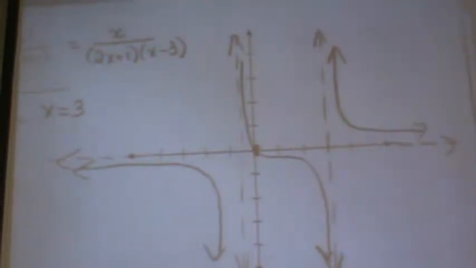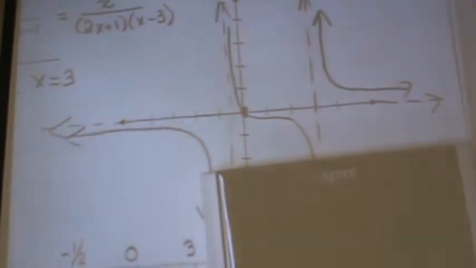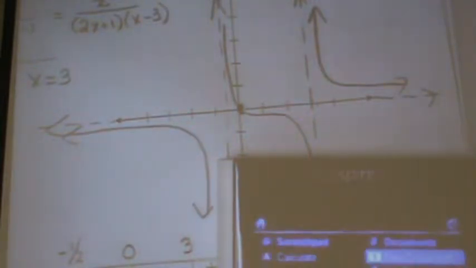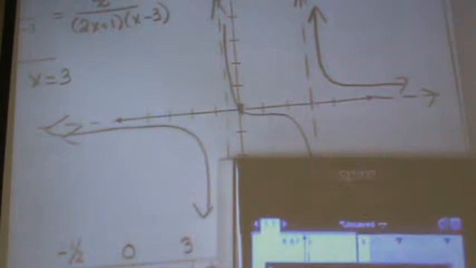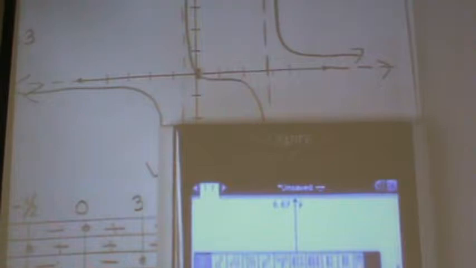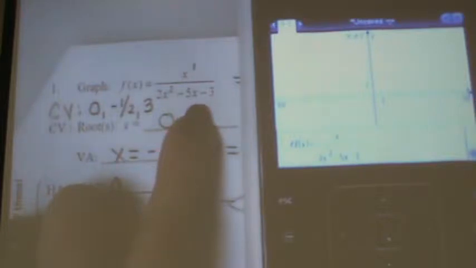Now if we type this in our calculator, we're going to add a graph. When you type it in your calculator, type the original problem. So we're going to type in x on top, and then 2x squared minus 5x, and then minus 3. And then let's hit graph or enter and check it out. How close are we? Pretty darn close.